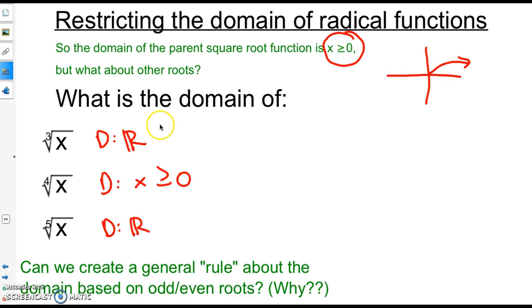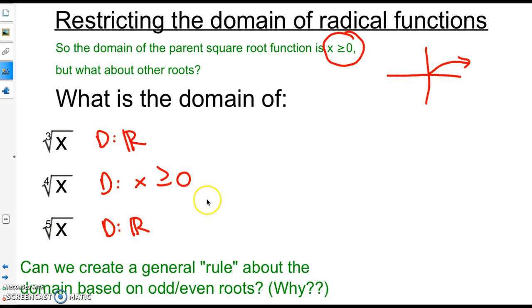Negatives are allowed. And so we can use any real number. Now you might notice that there's sort of a pattern here. The square root uses only 0 or positives in its domain. The cube root is all. The fourth root is 0 and positives. And the fifth root is all.